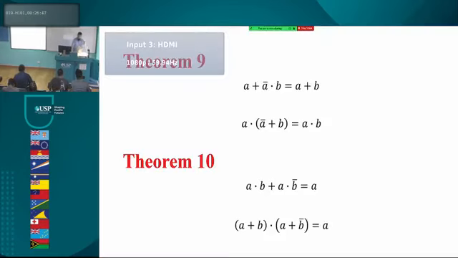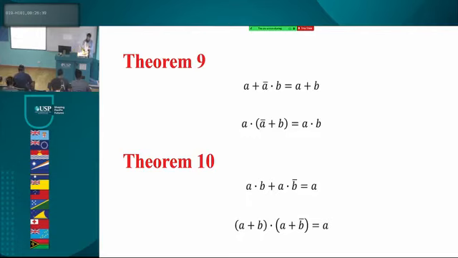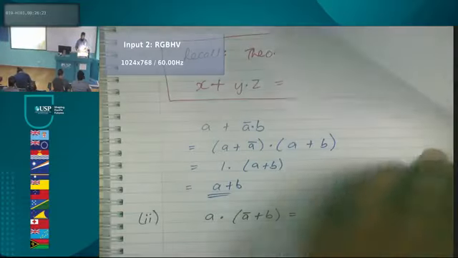Let's write that down in your exercise book before we go ahead and prove it. Number 2. What do we have? Theorem 9, the second one. A and A bar or B will equal A and B. Okay?